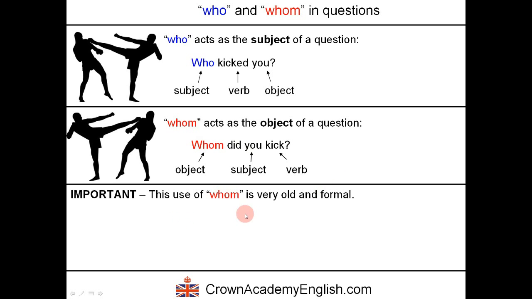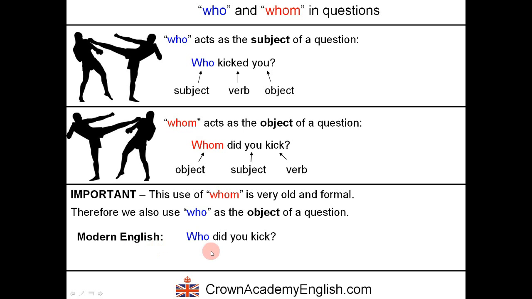But remember what I said at the beginning of the lesson. The use of whom is very old and formal. It's not very common. So what do we do? Well, we also use who as the object of a question. So we replace whom with who. In modern English, we say, who did you kick? We do not say, whom did you kick? Because this is old and formal. We prefer, who did you kick? So basically, who can act as the subject or the object in modern English. If you see whom or you hear whom, then you know that it is quite formal.